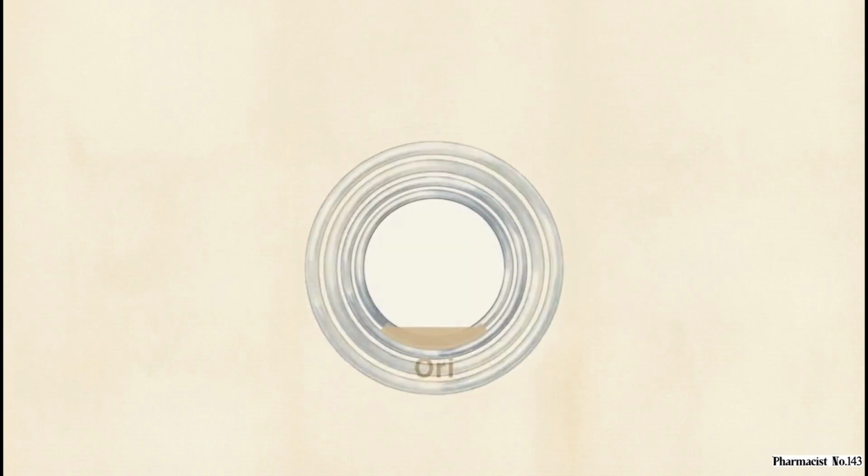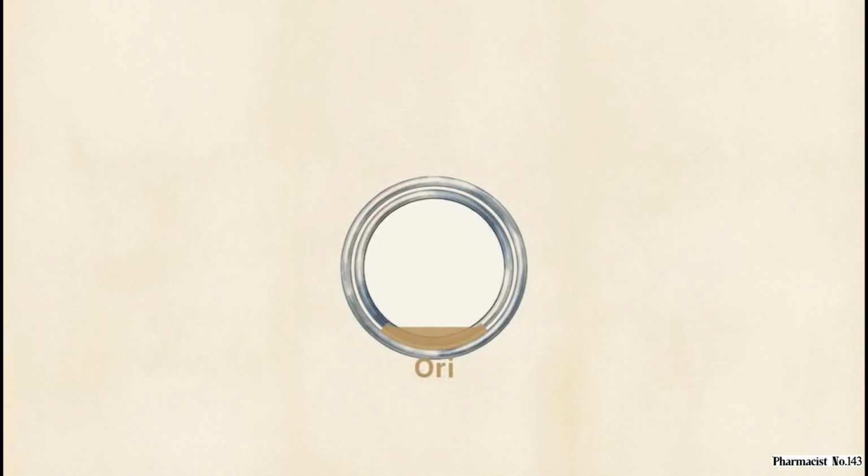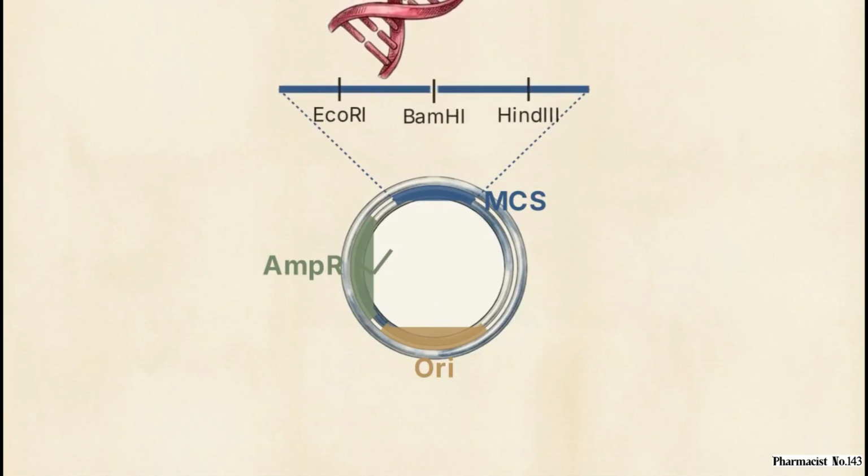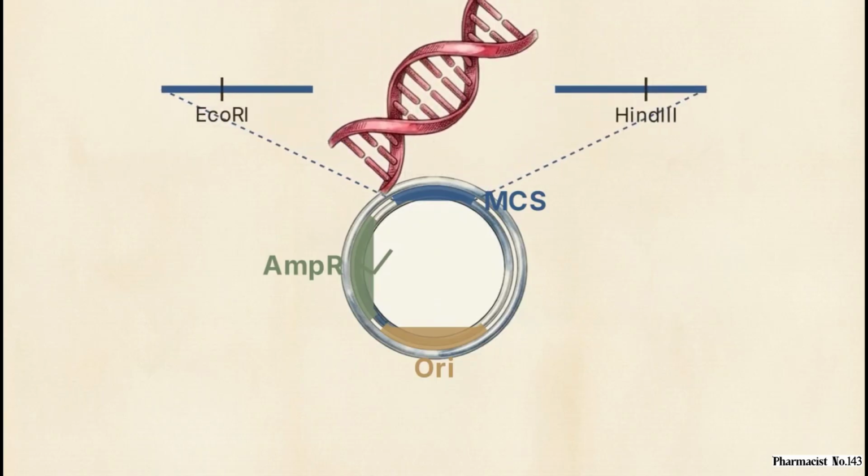The ORI allows the vector to hijack the host's existing DNA synthesis machinery, ensuring the recombinant DNA is copied every time the cell divides. The vector also contains a selectable marker, such as the ampicillin resistance gene, or AMPAR. This acts as a biological tag to identify cells that have successfully absorbed the plasmid. The third requirement is a multiple cloning site, or MCS. This is a cluster of unique restriction sites where the foreign DNA insert is physically integrated.